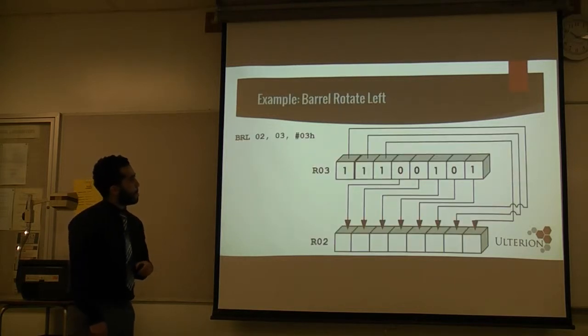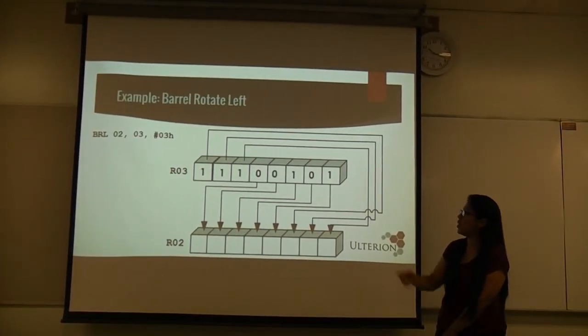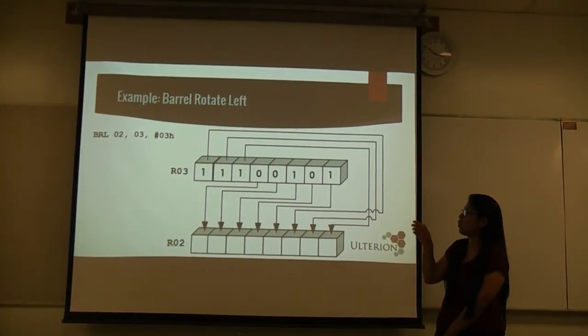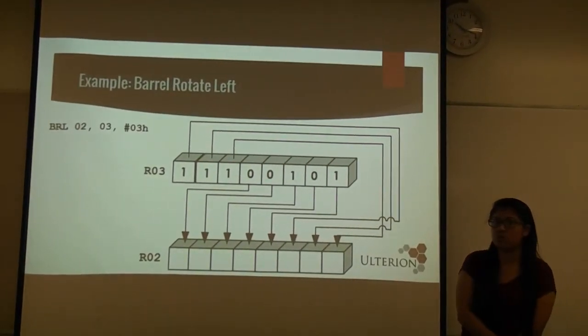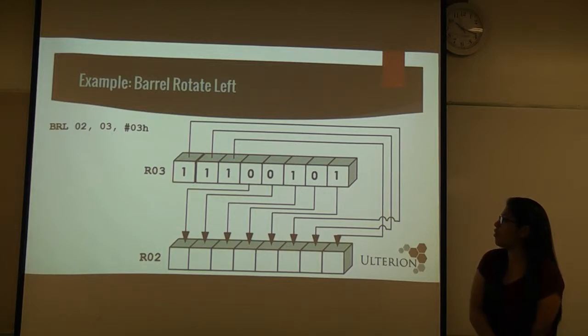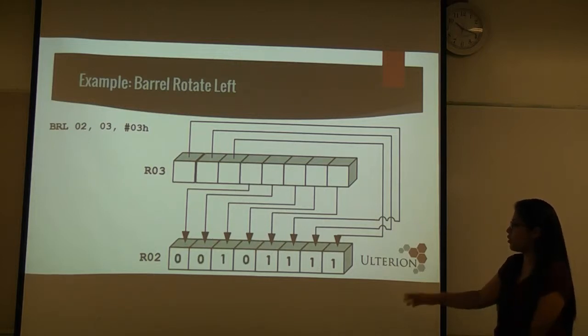So an example we want to share with you today is the barrel rotate left, which in this case says that we want to rotate 3 bits from register 3 and store them into register 2. So it will animate the bits rotating. The upper 3 bits will rotate down to the lower 3, and then the upper 5 will push up.